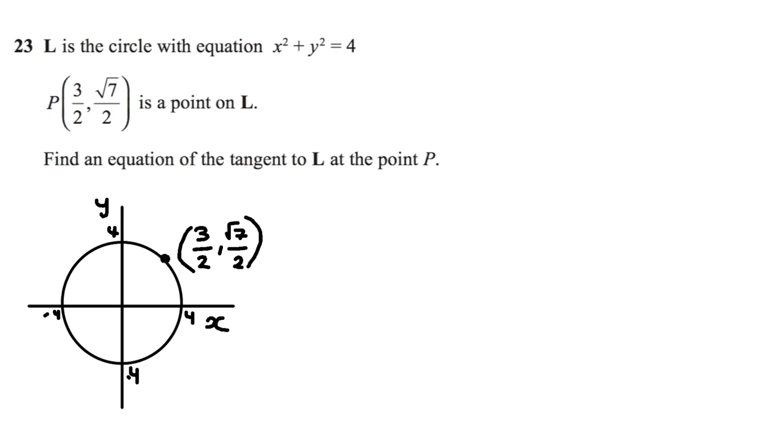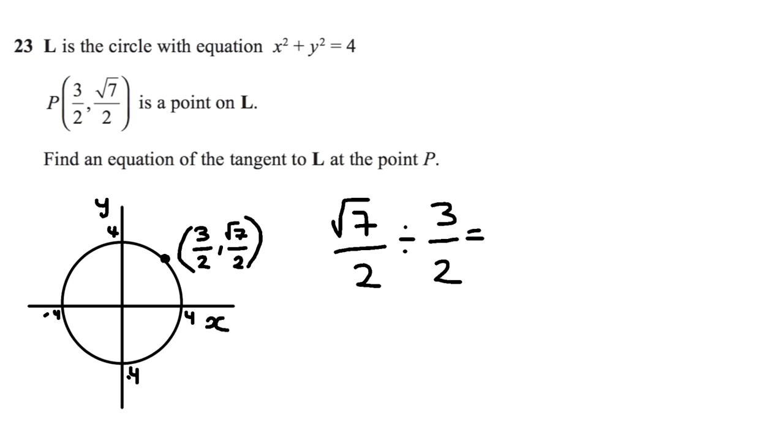To find the gradient of the line, we need to find the change in y divided by the change in x. So we should have square root of 7 over 2 divided by 3 over 2.